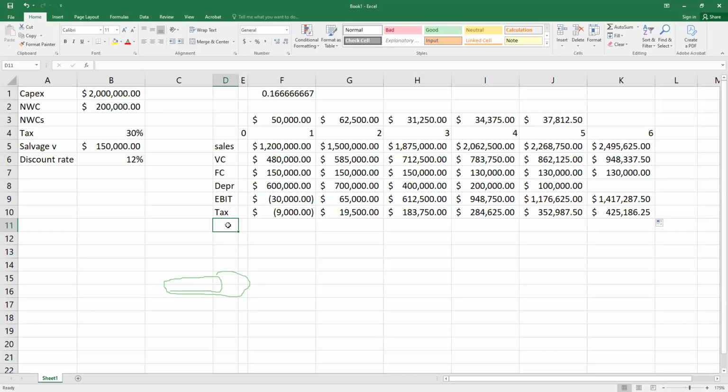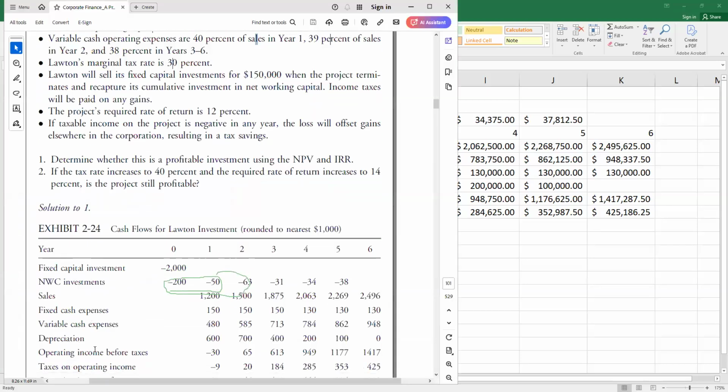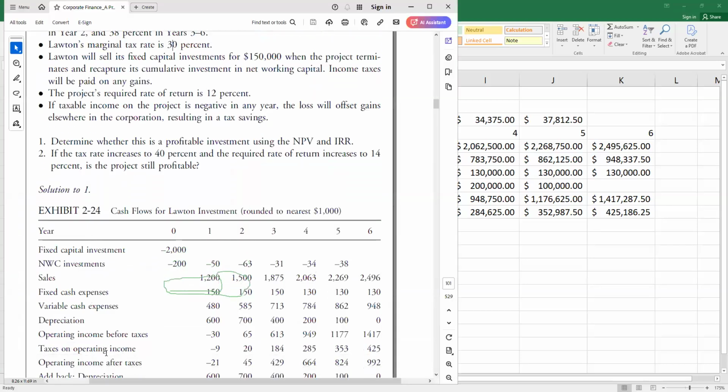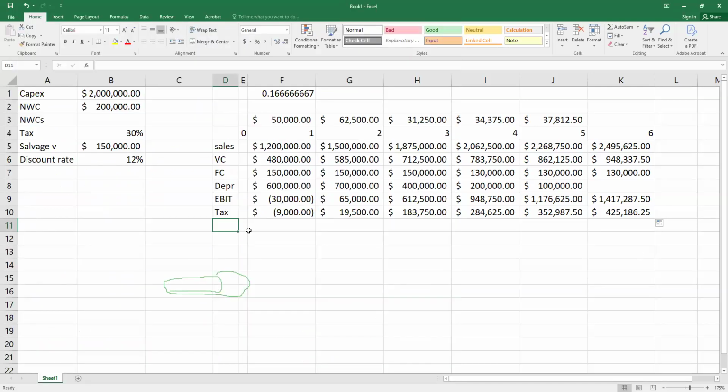Okay, now let's calculate. Let me just double check what we have here. So taxes on operating income, and we have OCF after tax.